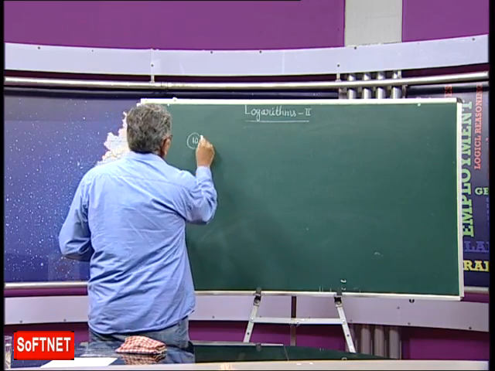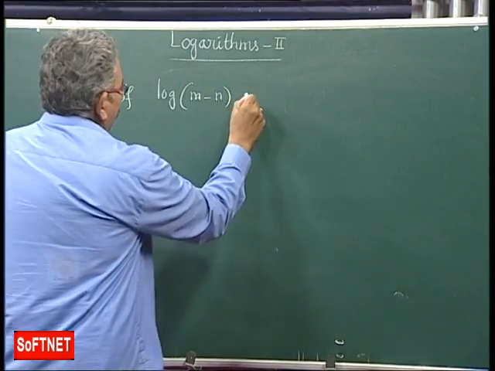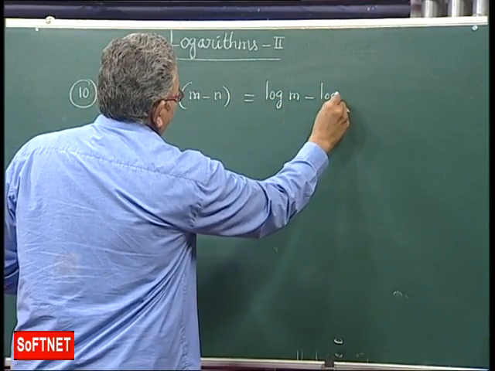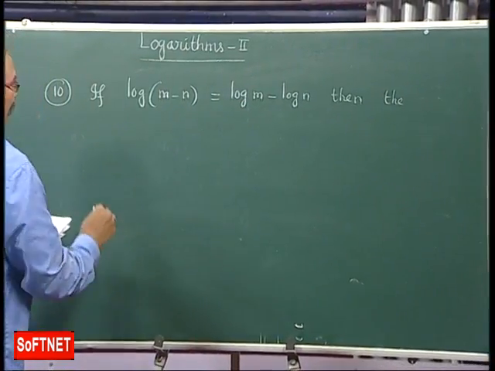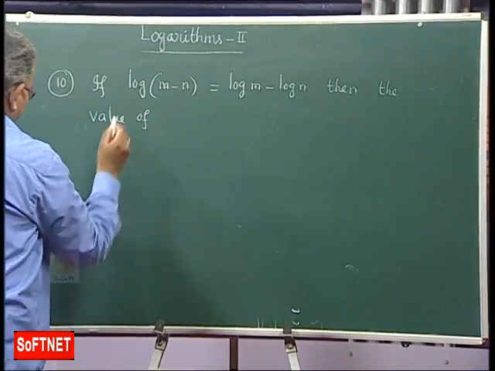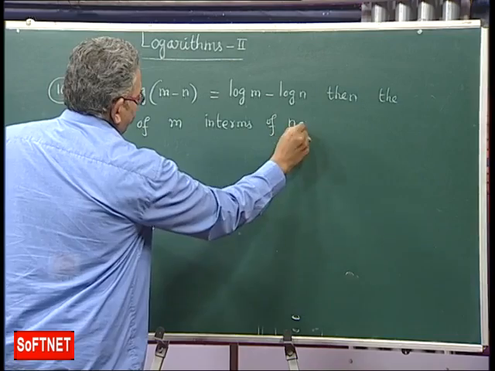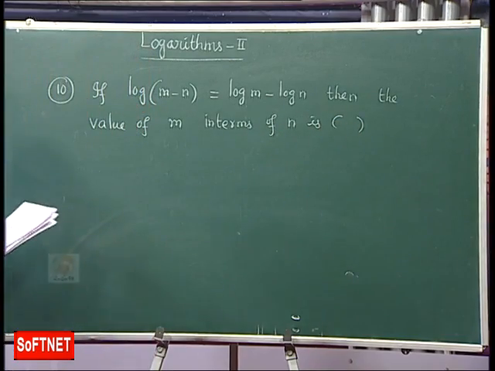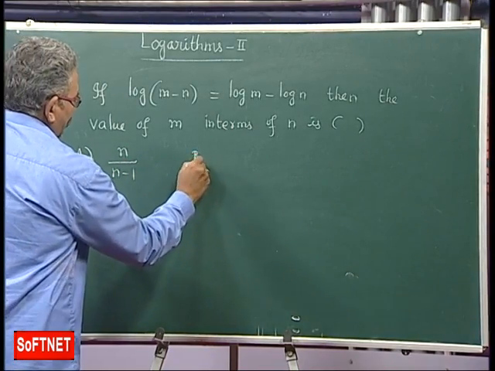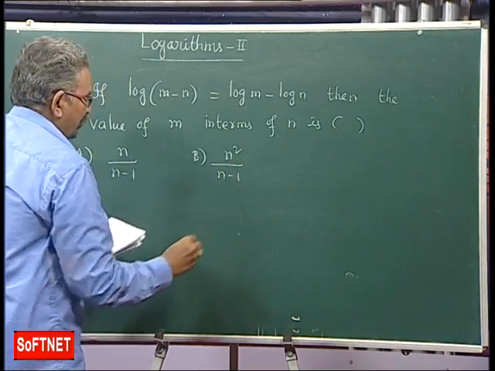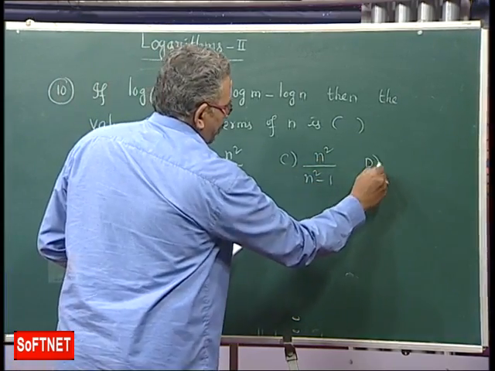Next problem. If log of m minus n equals log m minus log n, then the value of m in terms of n is: A n by n minus 1, B n square by n minus 1, C n square by n square minus 1, D n by n minus 1.